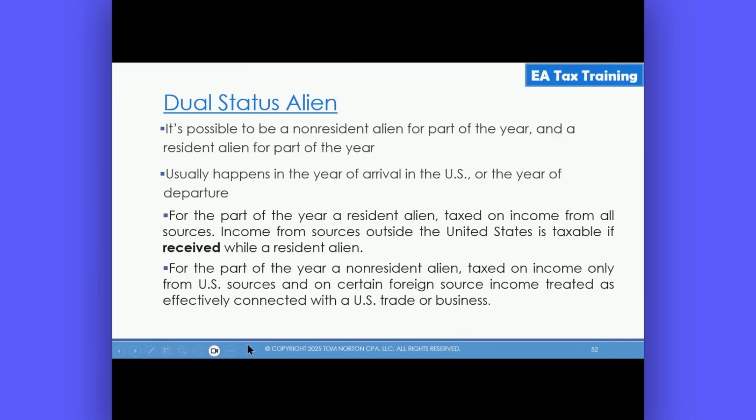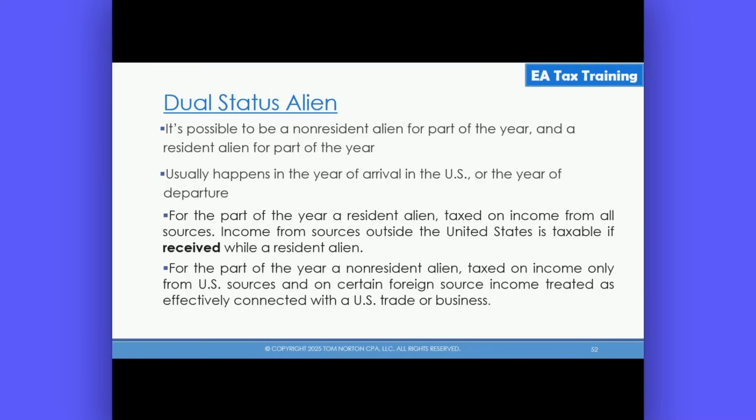So it is possible to be a non-resident alien for part of the year and a resident alien for part of the year. So usually this happens either in the year of arrival to the United States or the year of departure from the United States. For the part of the year that they are a resident alien, they are taxed on their income from all sources, from worldwide income, just like any other resident alien.